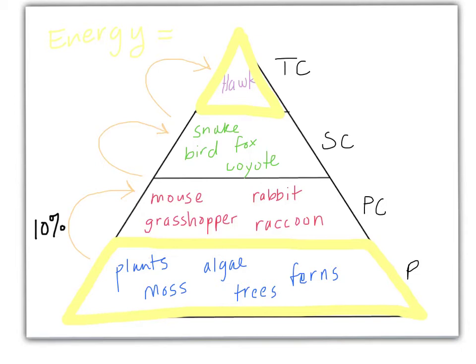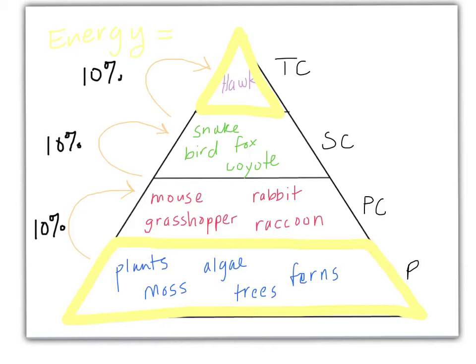And when that mouse gets eaten by the snake, it's already used some of that plant's energy as well. So of that 10% that the mouse got, it moved around and used some energy, it reproduced and used some energy, it grew and used some energy. So only 10% of its energy, on average, is transferred to the snake that ate it. And then the same with the hawk. The hawk only gets 10% of the snake's energy once it eats that snake.